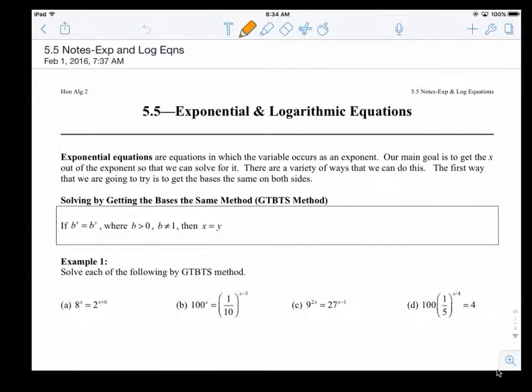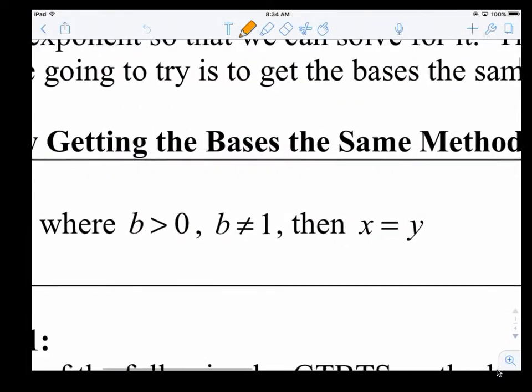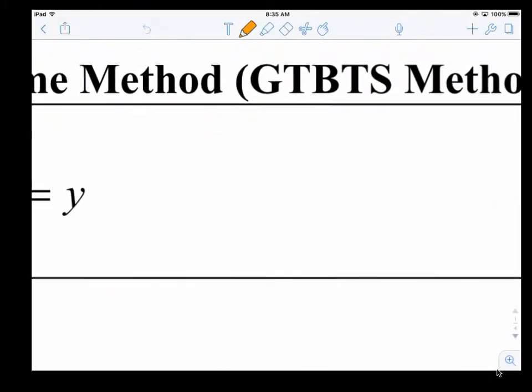So the first way that we're going to talk about is trying to get the bases the same. It says if you have the same base to each other, what I can do is set the exponents equal to each other. So if I have, say, 2 to the x is equal to 2 squared, I have the same base, so based off of this, their exponents must also be the same.